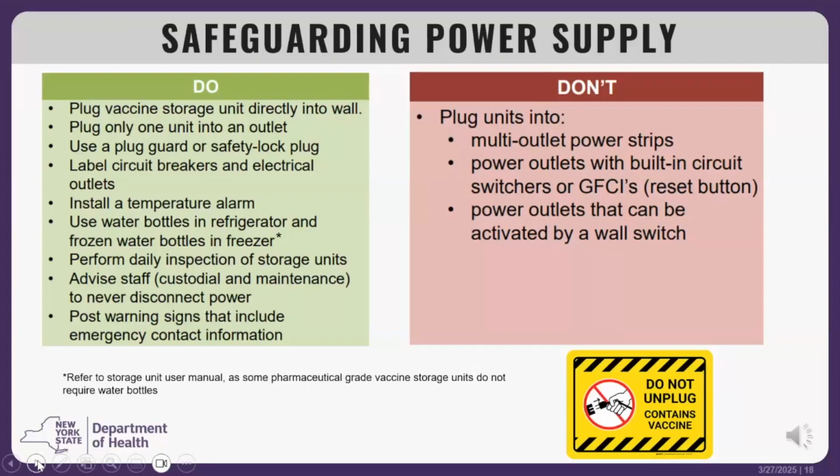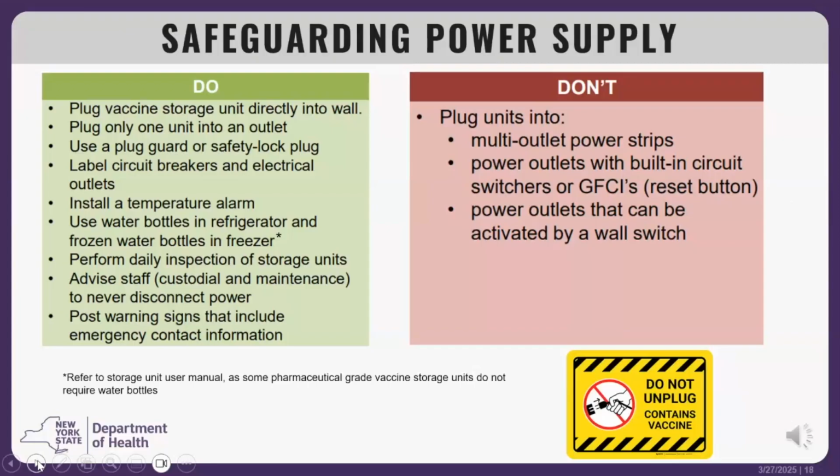Consider installing a temperature alarm to alert you to temperature excursions quickly and during off hours. Use water bottles in the refrigerator and frozen water bottles in the freezer to help ballast temperatures during power outages. Perform a daily inspection of storage units, including checking the door seals and the current storage capacity. As a best practice, educate all staff, including maintenance and custodial staff who may work on weekends or off hours, about never disconnecting the power to vaccine storage units.